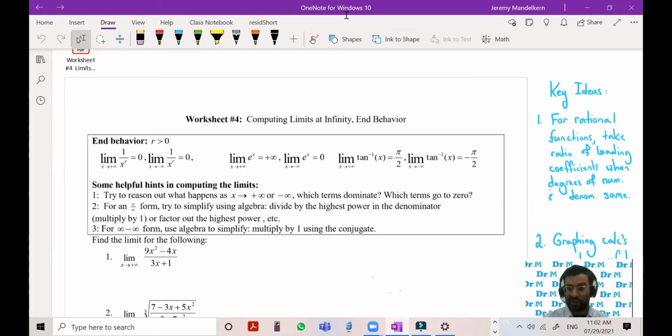That is, we want to talk about how functions behave as the independent variable increases or decreases without bound. What happens as x goes to infinity? What happens as x goes to minus infinity?